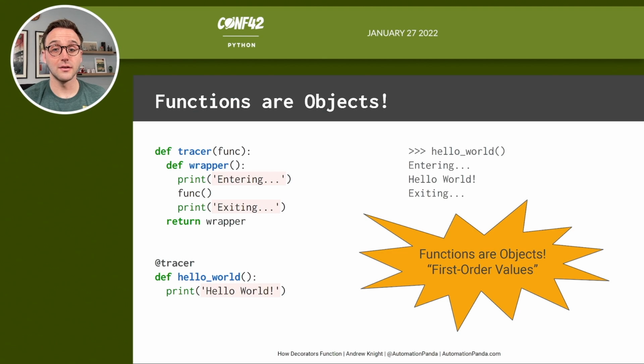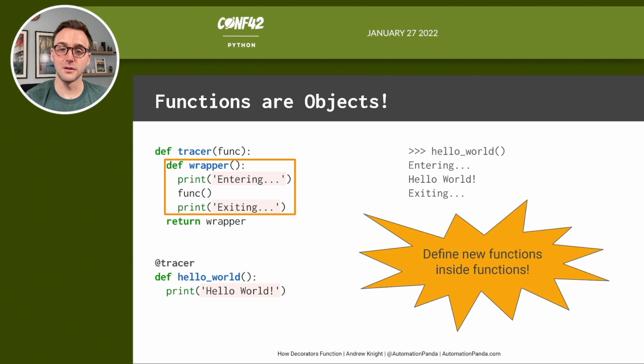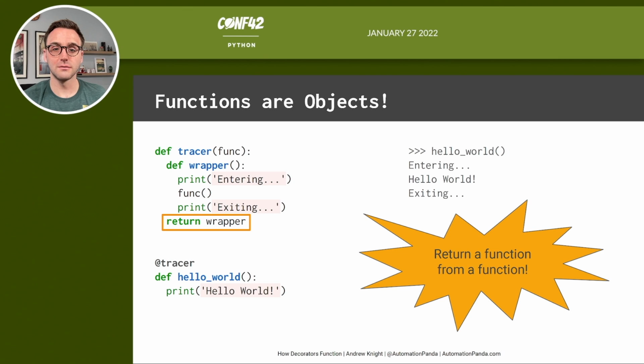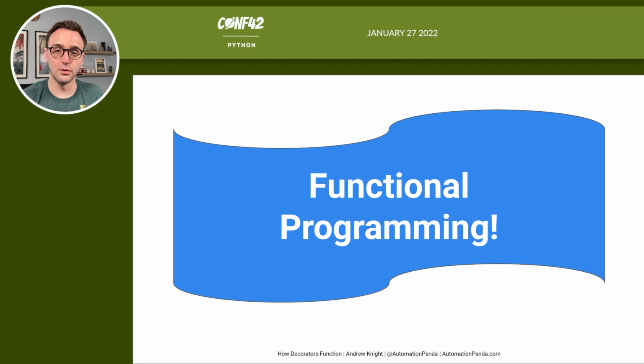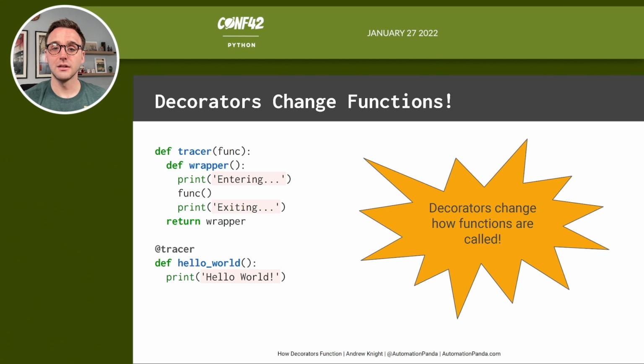Decorators are possible because, in Python, functions are objects. In fancy language, we say functions are first-class values. Since functions are just objects, we can pass them into other functions as arguments, define new functions inside existing functions, and return a function from a function. This is all part of a paradigm called functional programming. Python supports functional programming because functions can be treated like objects. That's awesome. So, using functions as objects, decorators can change how functions are called.